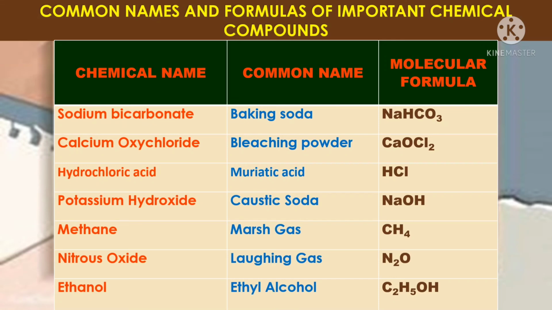Next, we have calcium oxychloride, also known as bleaching powder. Its molecular formula is CaOCl2. This compound is used for bleaching cotton and linen in the textile industry and for bleaching wood pulp in the paper industry. It is also used for bleaching washed clothes in doing laundry, and it is used for disinfecting drinking water supply to make it potable.